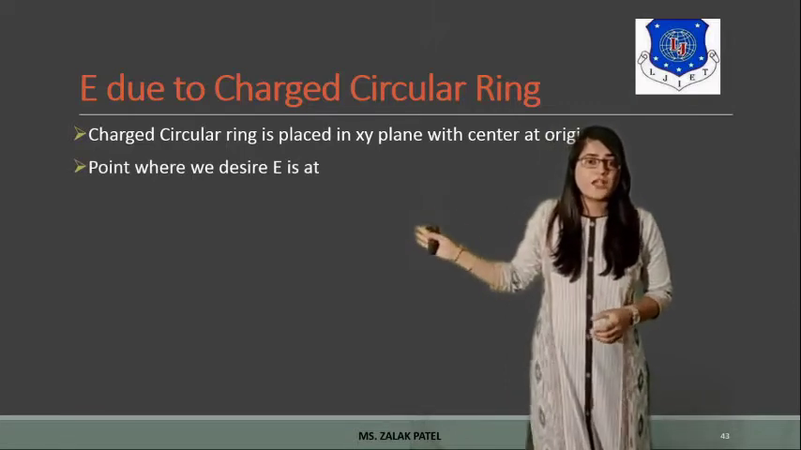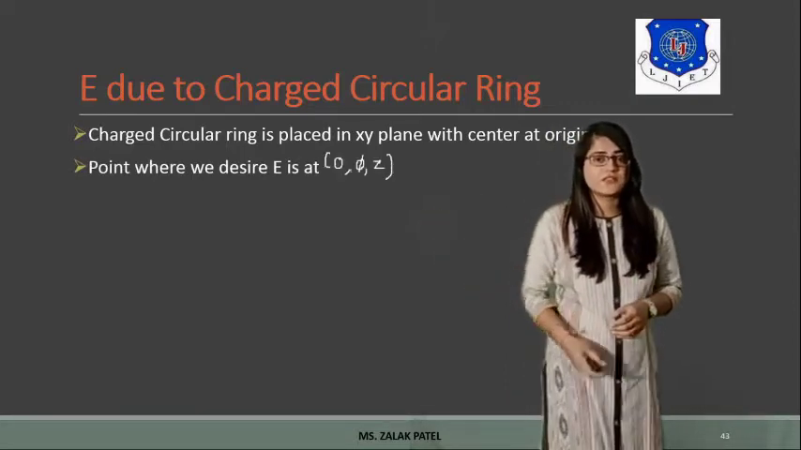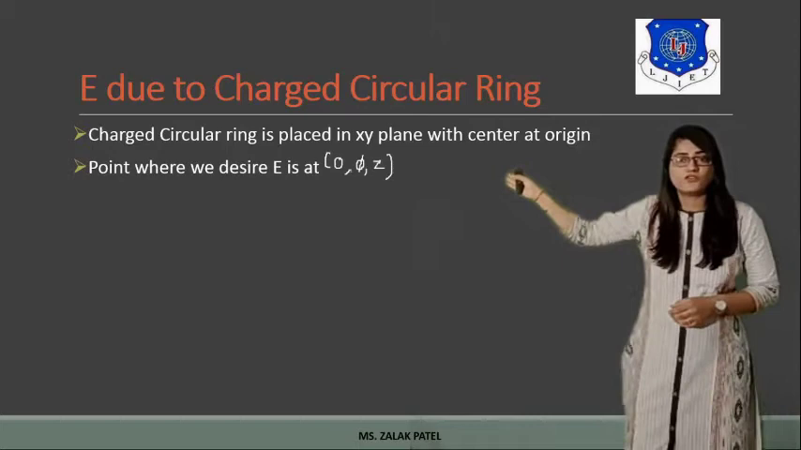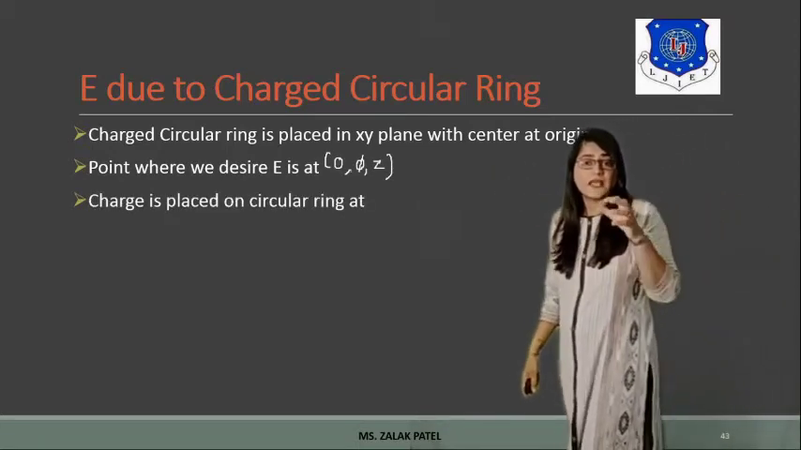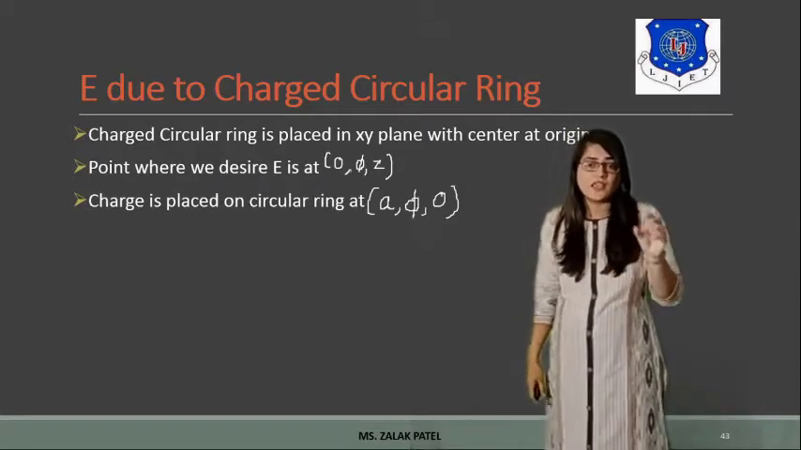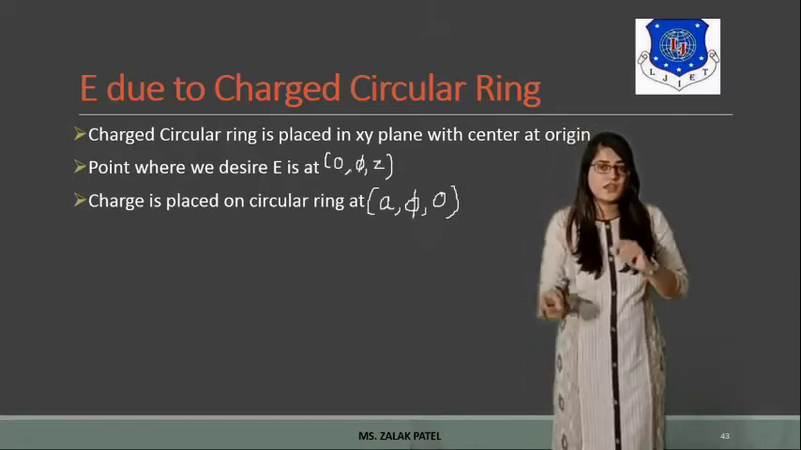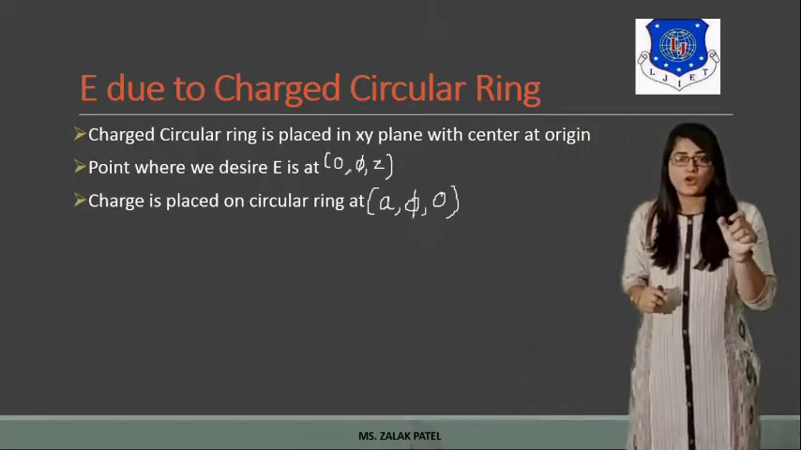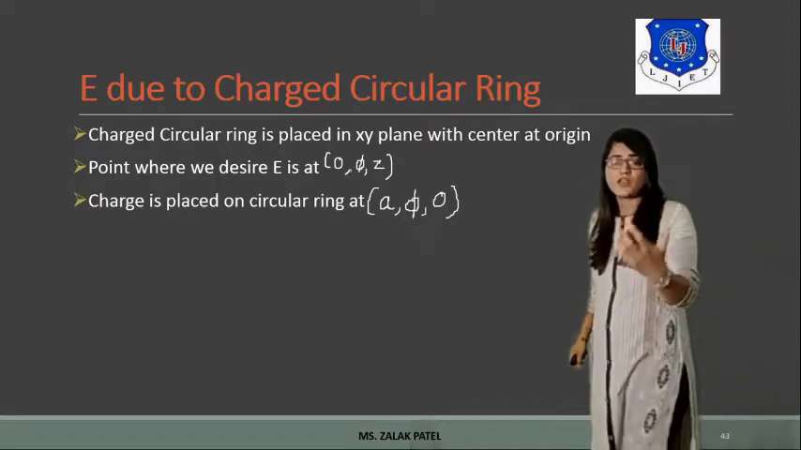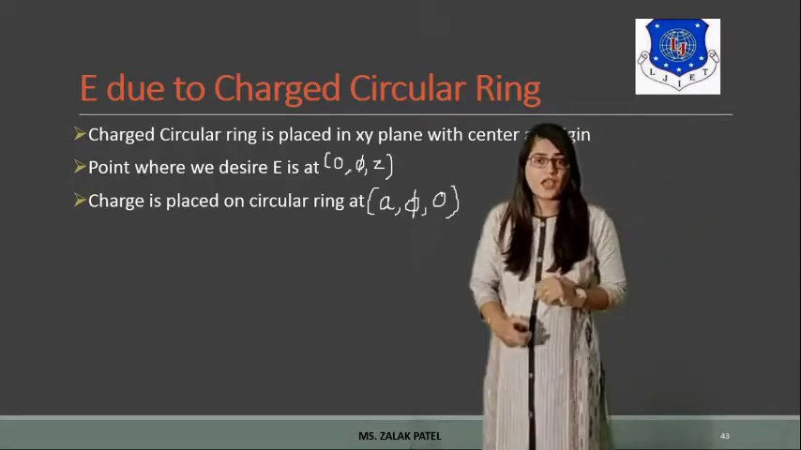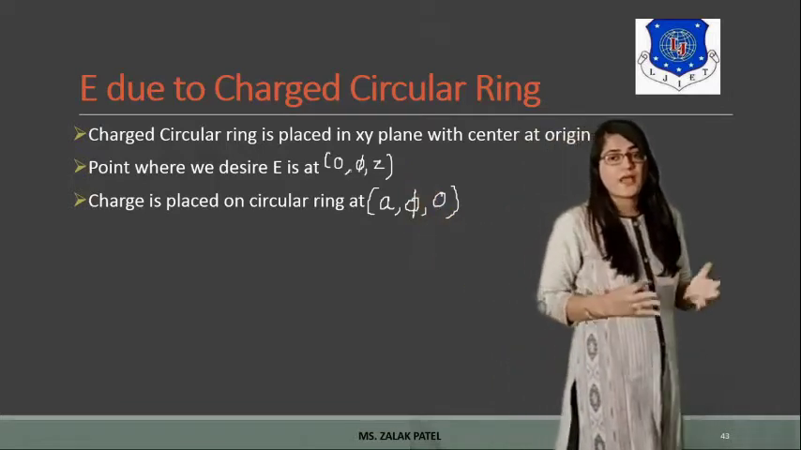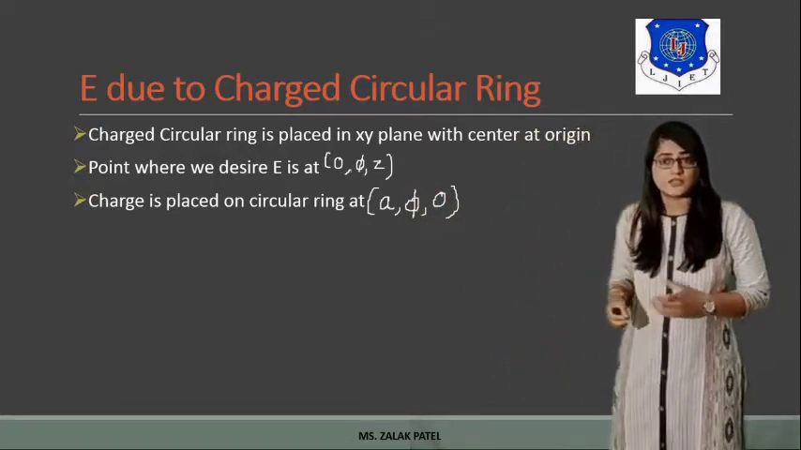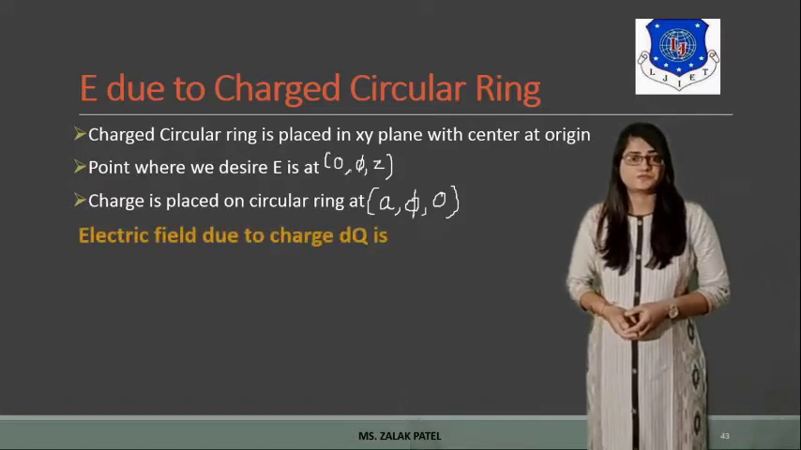Then the point where we desire electric field intensity is located at 0, phi, z, and the point where we place the circular ring is at a, phi, 0. Here a is the radius of that circular ring. So the coordinates are a, phi, 0. Here again we take the cylindrical type coordinate system. If you see the coordinates, you can easily get that the coordinate given here is a cylindrical coordinate system.